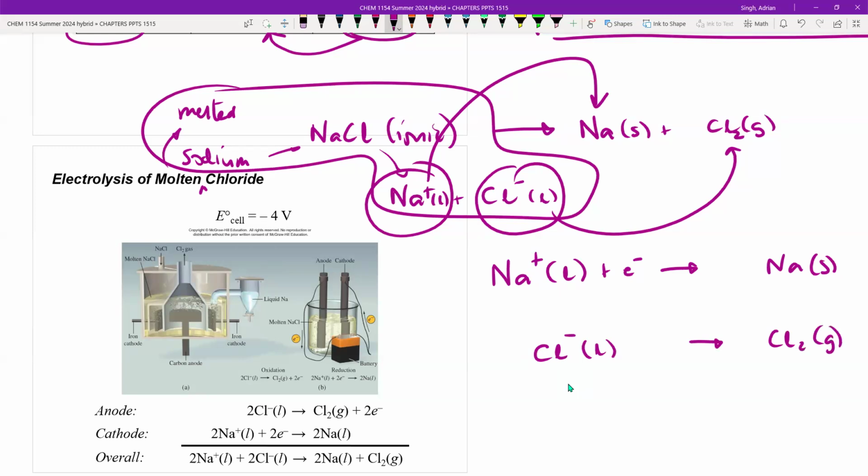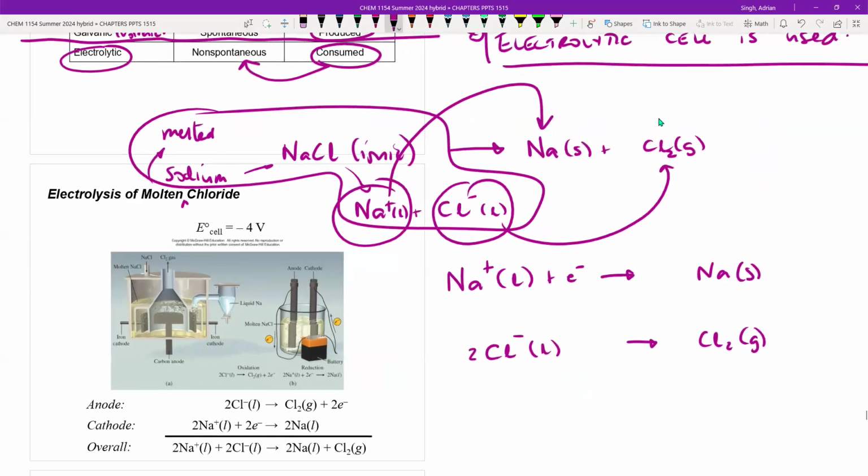Obviously now we need to balance this, so we need two Cl-. And in order for this to balance, not just in terms of the element, but also in terms of the charge, we need two electrons on this side. Then in order to balance our electrons, we need to multiply the first equation by 2. So what's happening here, first of all, we figured out the oxidation and the reduction reaction. This first one here is reduction. The second one here is oxidation.